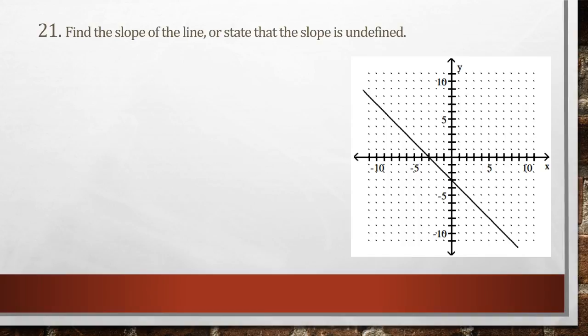Alright, for number 21, this says find the slope of the line or state that the slope is undefined. So for this question, we can tell visually that this is not an undefined slope, because an undefined slope is a straight up and down line, like so. So automatically we know this has to be some value of slope.